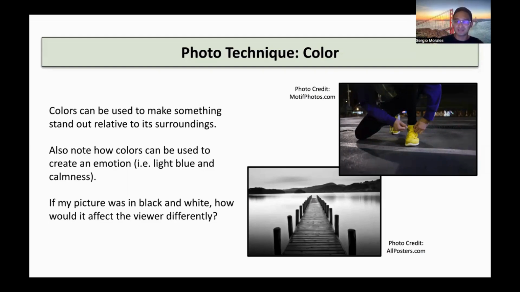So that's color contrasting. Another side of this color technique is how colors can be used to create an emotion. Take note of that as well. For example, light blue with calmness, yellow with vibrancy and happiness. So if you want to set a mood in a picture, try to see what colors you could use in order to create a certain mood.